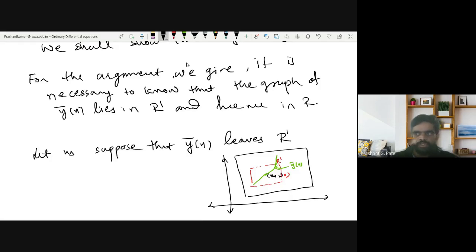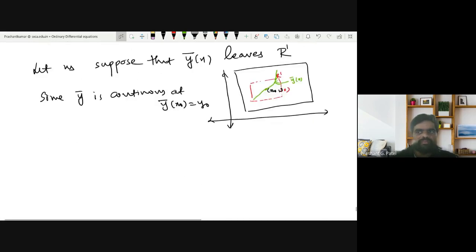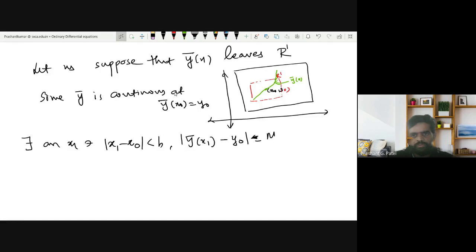So, property of the continuity. Since y bar is continuous at this point, we can say that there exists an x1 such that mod of x1 minus x less than h implies the mod of y bar of x1 minus y0 equals m h, and mod of y bar of x minus y0 is less than m into h if mod of x minus x0 is less than mod of x1 minus x0.